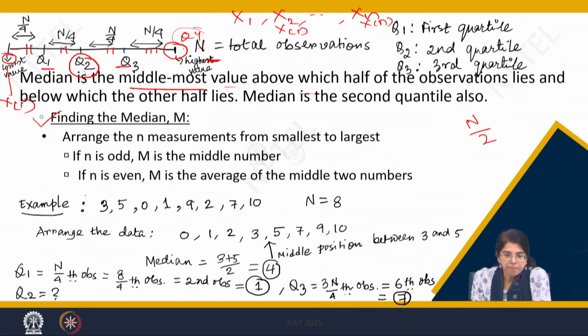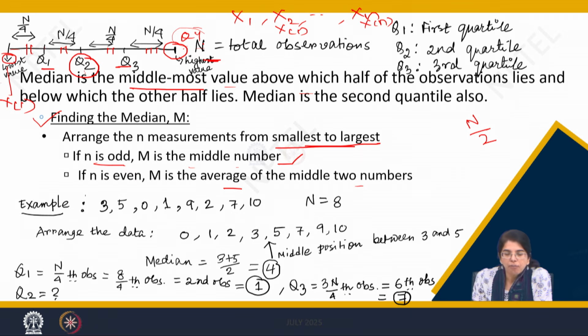So, finding the median, I know all of you are familiar with the mathematical procedure of finding the median. Let us have a quick recapitulation. Arrange n measurements from smallest to largest, that is essential. If your n is odd, m is just the middle number. If your n is even, m is the average of the middle two numbers. Average means the arithmetic average of the middle two numbers.